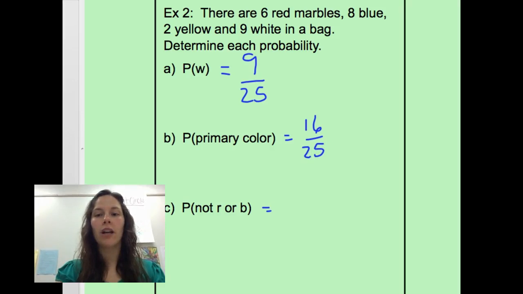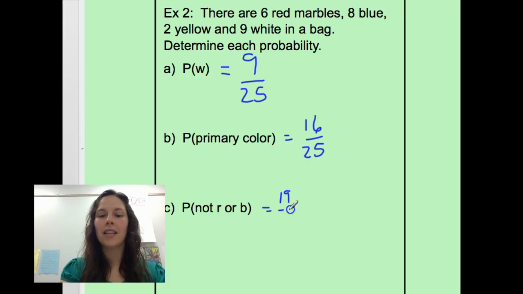Probability not red or blue. So now we're going to count all of the marbles that are either not red or blue. Well, blue is not red, and it's blue. So we're going to count the 8 blue marbles, the 2 yellow marbles, and the 9 white marbles. Essentially, we're just asked for everything that's not red. So that gives us a total of 19 marbles out of the 25 in the bag.